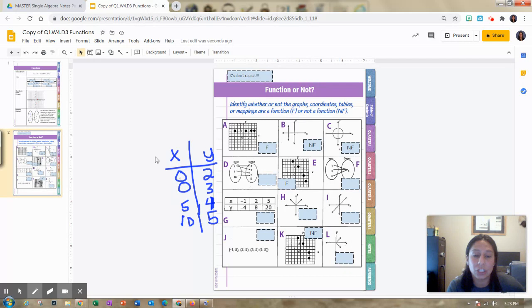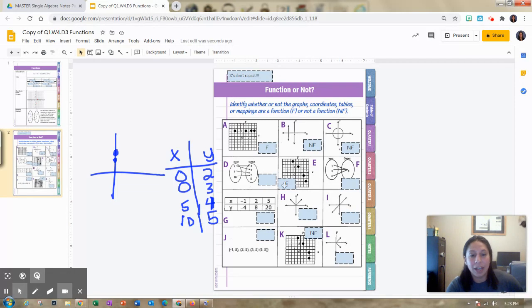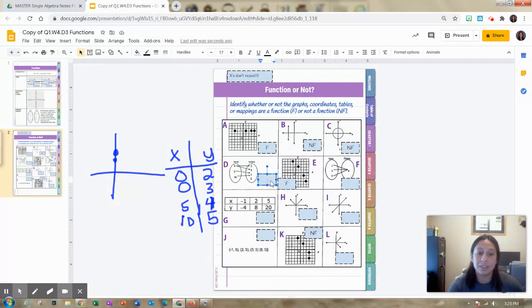If I were to graph it, if I were to graph 0, 2, I would go up 2. And then if I were to put a point at 0, 3, you'll notice that it'll have 2 dots stacked on each other. That makes it not a function. So this is why it's not a function. I want all of my x's to be different. So these aren't different, so not a function.